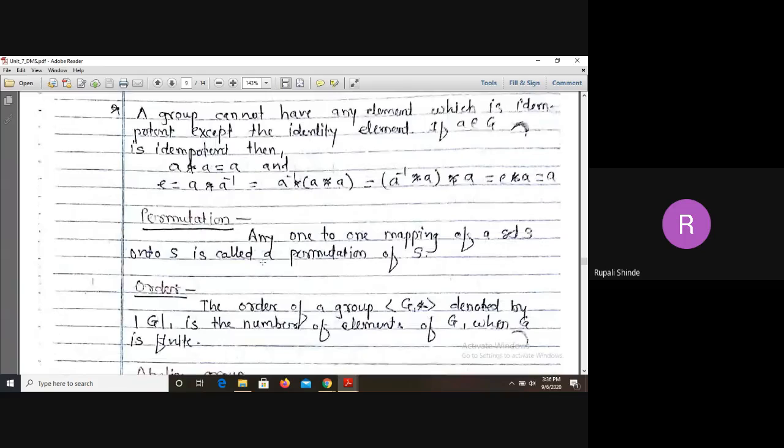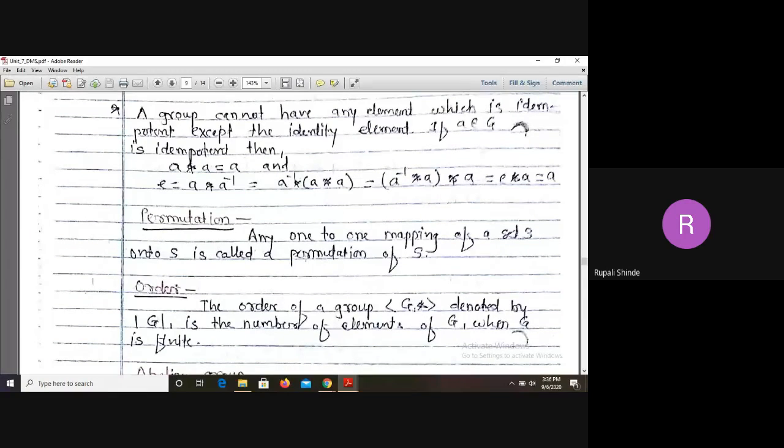Now the next one is permutation. The definition for permutation: any one-to-one mapping of a set S onto S is called a permutation of S. I think you have seen these concepts, permutation and combination, in maths. So the same concept we have to apply here. The definition is: one-to-one mapping of any set on itself is called a permutation.